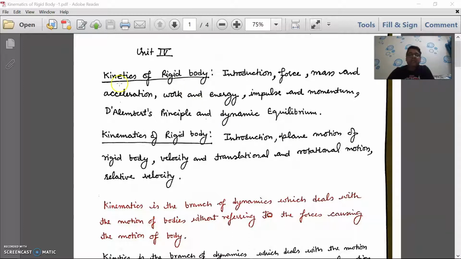Then second chapter in this is kinetics of rigid body. In this there are small topics in it: force, mass and acceleration, work and energy, impulse and momentum, D'Alembert principle and dynamic equilibrium.